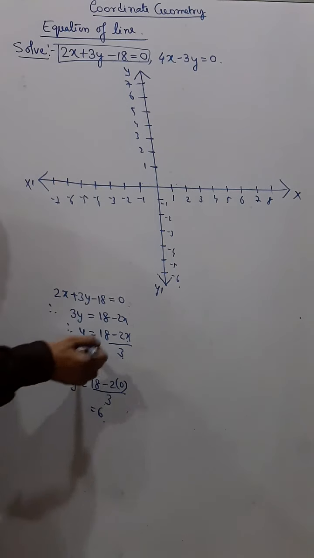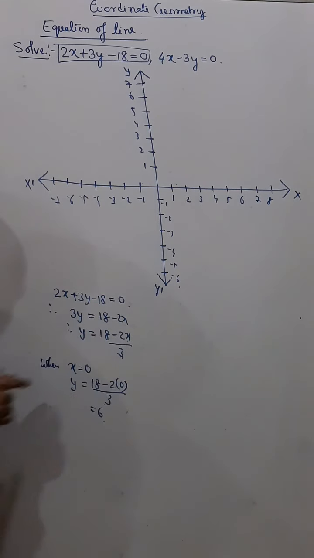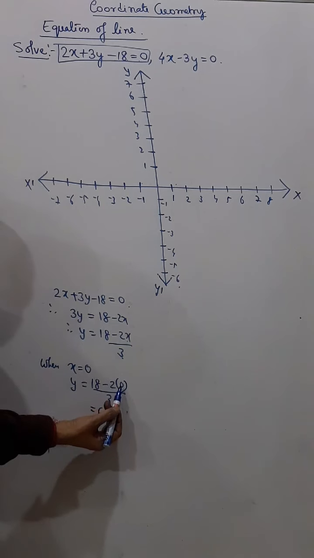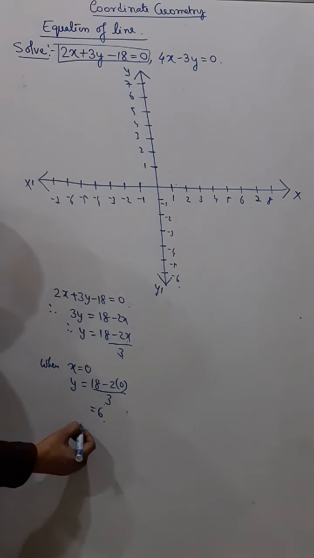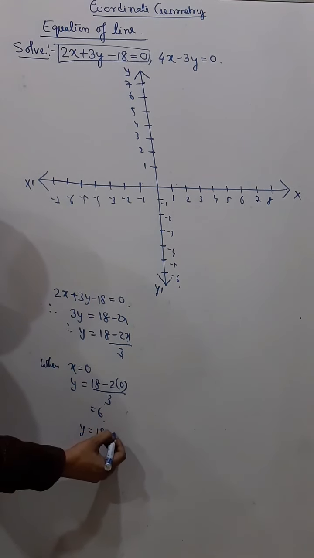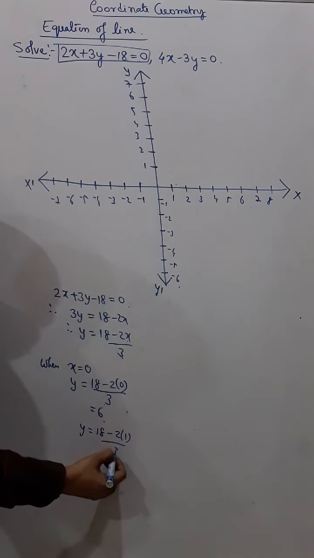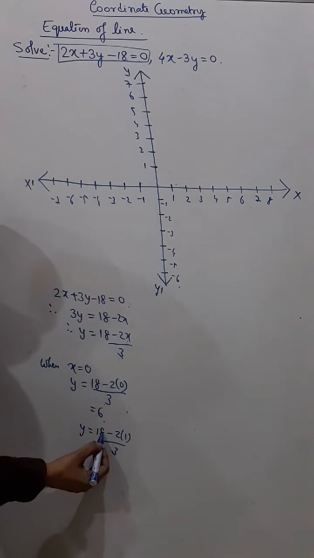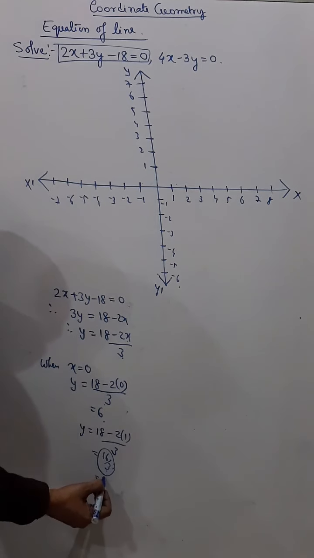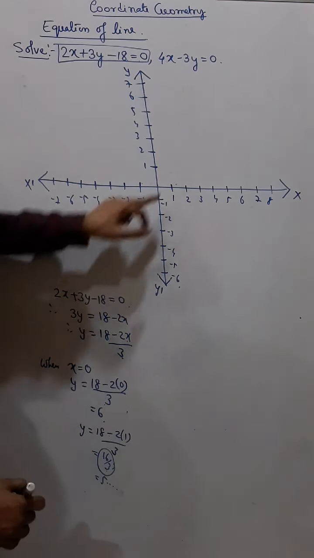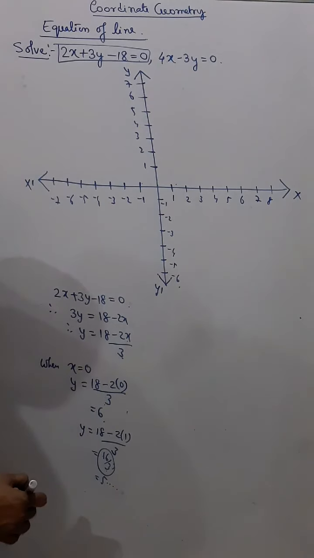Now if you take x equals to 1, just try to understand. If you take x equals to 1, then what do you get? You get y equals to 18 minus 2 into 1 by 3. Now you are getting 18 minus 2, which is 16 by 3. So it's a fraction, and then you will get a decimal, 5 point something. You will have a problem in plotting this, right?